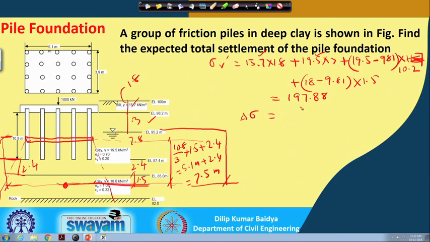Now, delta sigma will be equal to your total weight, 1800, divided by 3.9 plus 7.5 multiplied by 5.1 plus 7.5. So, that gives you the pressure equal to 12.53 kilonewton per meter square, this is also kilonewton per meter square.